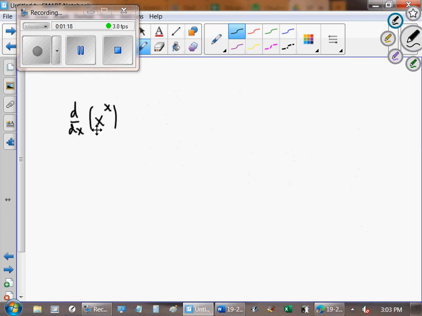So since the x is both in the base and the power, we don't really have a way to start this problem. So what we're going to do instead is we're going to shed the whole d dx thing. We'll bring that back later. And we're going to label this as y equals x to the x. The reason I'm doing this is because one of the most powerful things we've ever learned is implicit. It is just that powerful.